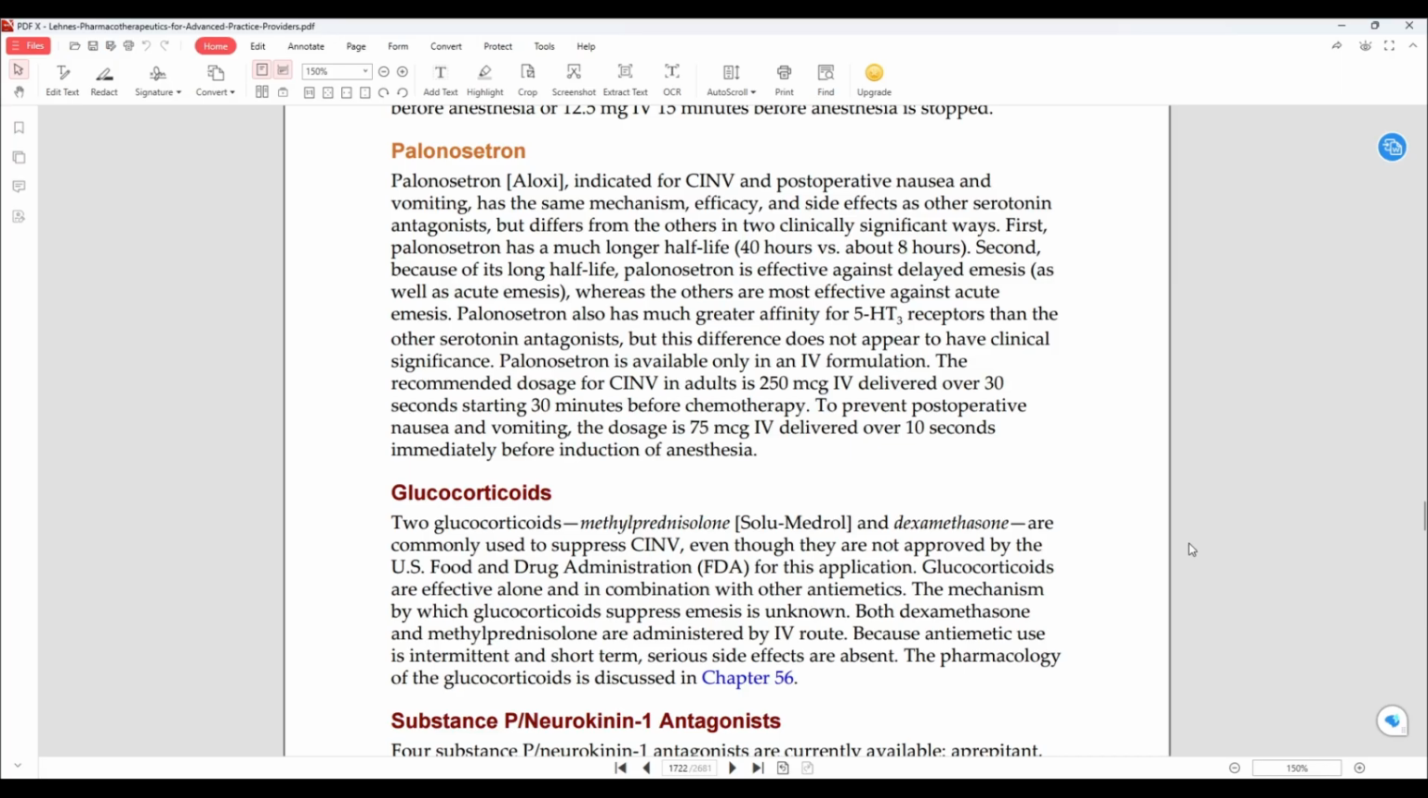Palonosetron also has much greater affinity for the 5-HT3 receptors than the other serotonin antagonists, but this difference does not appear to have a clinical significance. Palonosetron is available only in the IV formulation. The recommended dosage for CINV in adults is 250 micrograms IV delivered over 30 seconds, starting 30 minutes before chemotherapy. To prevent postoperative nausea and vomiting, the dosage is 75 micrograms IV delivered over 10 seconds, immediately before the induction of anesthesia.